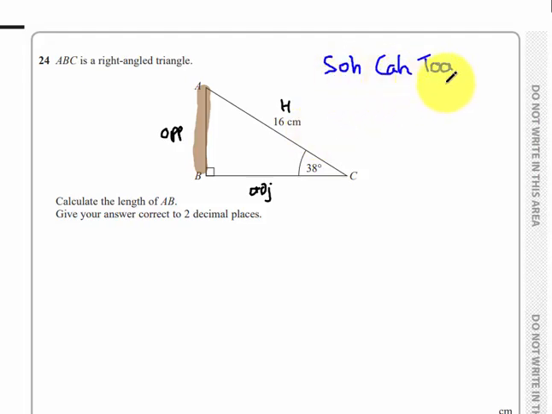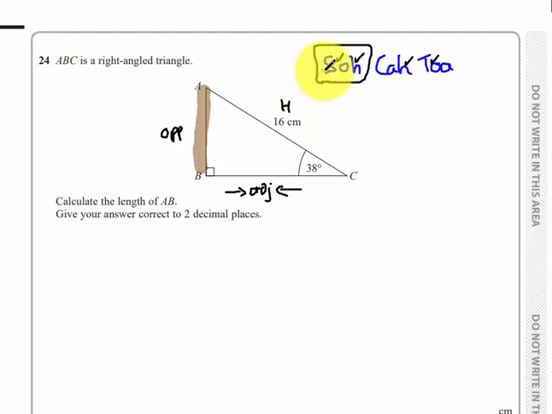I then look at SOHCAHTOA. I want the opposite and I've got the hypotenuse. So I tick all the H's and O's, and you can see I'm going to use sine. If I try and use cos or tan, they can only be used if you're either working out the adjacent or you have that length. And you can see here I do not have the adjacent length and I haven't been asked to work it out.